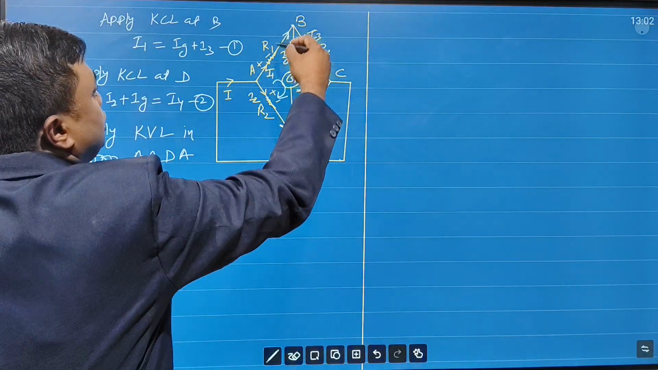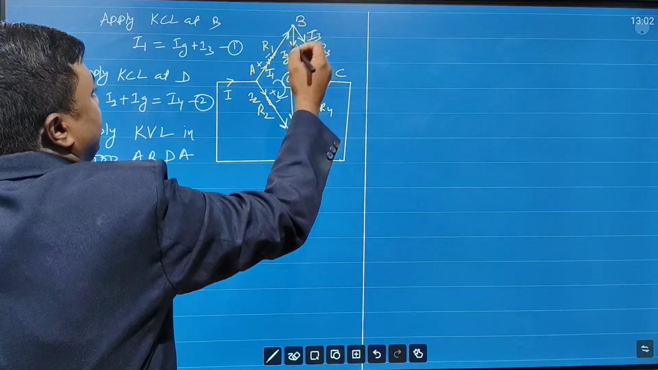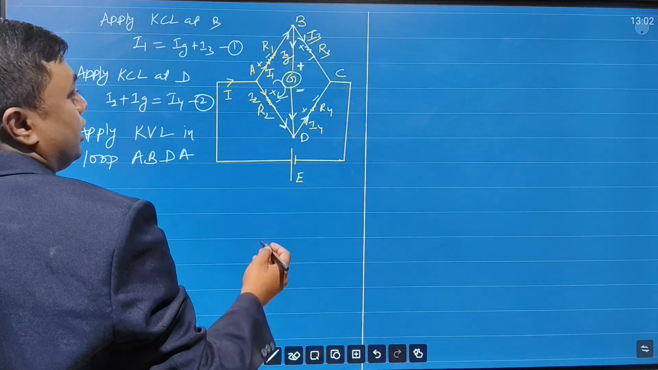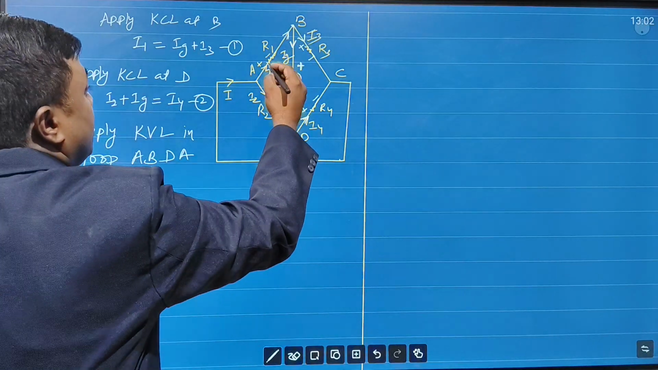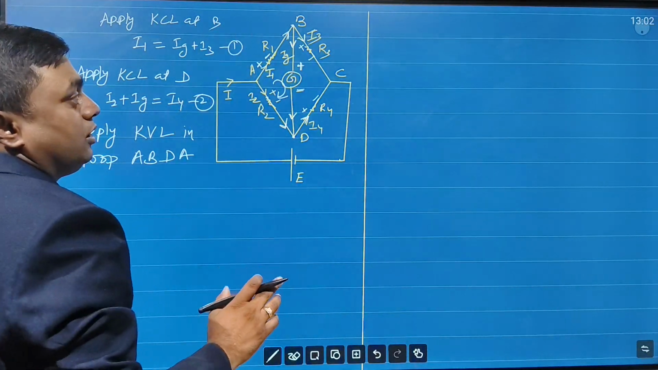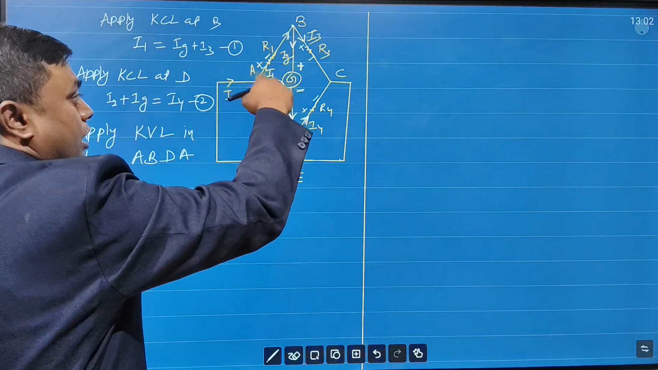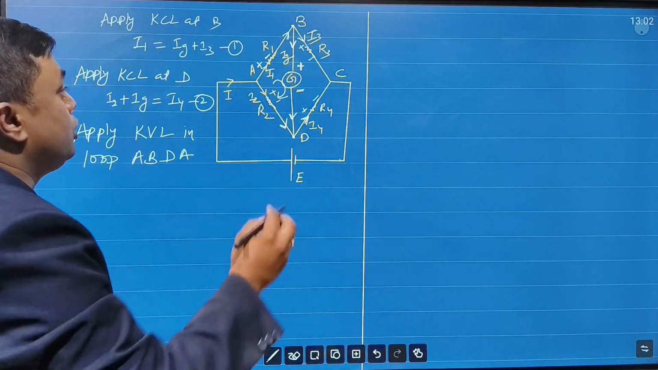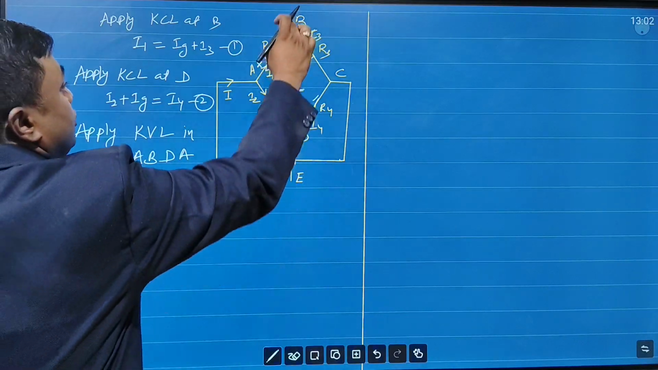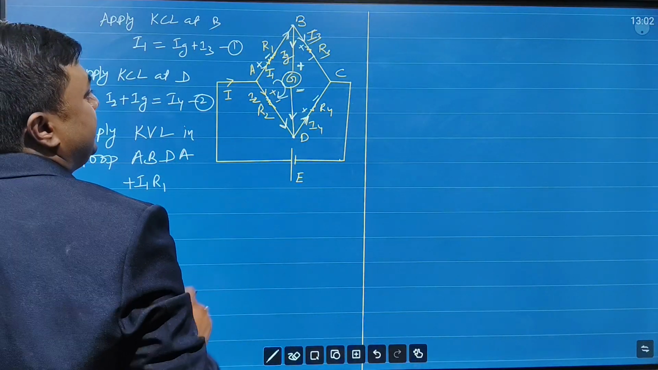So when you move from positive to negative along AB, what is the potential drop? You can see I1 into R1. Yes or no? According to Ohm's law, I1 into R1. And for sign, if you follow the first sign, everywhere you have to take the first sign only. So plus. Current is I1, R1.